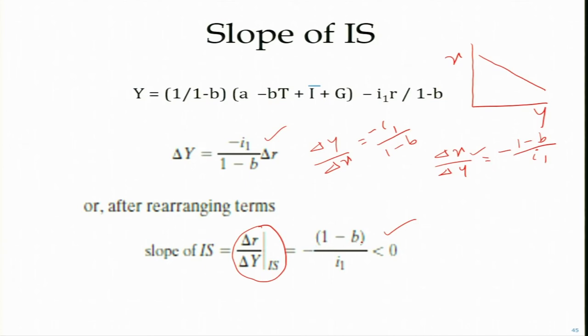The slope of the IS is this. You can see that 1 minus b is nothing but the marginal propensity to save, MPS, and I1 is the interest elasticity of investment. So these are the two variables that determine the slope of the IS schedule.